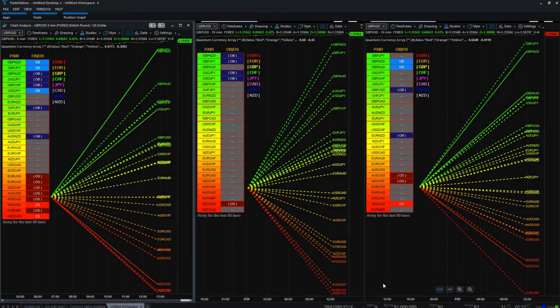The next indicator we developed in the Forex specific portfolio for Tradestation, and indeed all the other platforms as well, is the currency array indicator. And I guess in a way that really describes what it is. It is an array of the 28 currency pairs. And the purpose of the indicator, it really builds on the other two, the currency strength indicator.